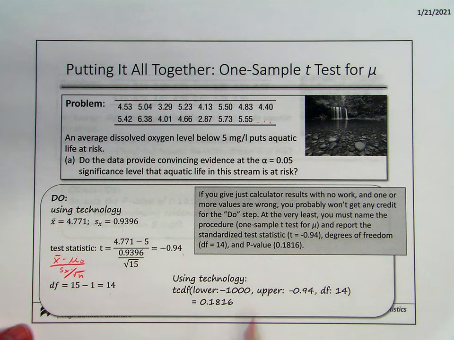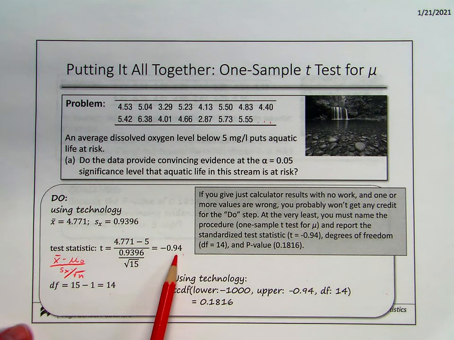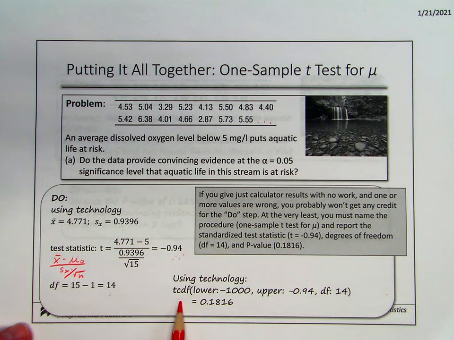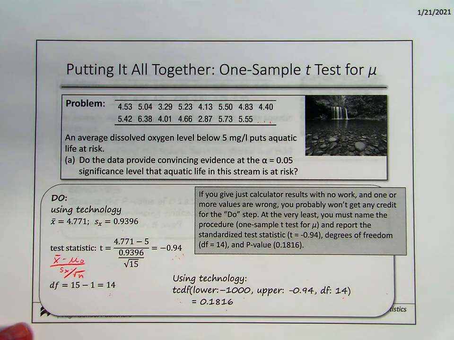And then we need to get our p-value, which is going to come from this command right here. So we need to get the area to the left of that test statistic in a t-distribution with 14 degrees of freedom. So that's your tcdf, lower, upper, degrees of freedom, and that will give you your p-value.